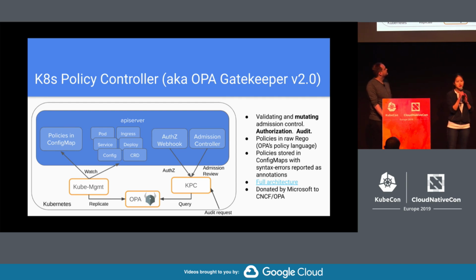And then came V2. At the time, it was called Kubernetes Policy Controller. Nikhil, when he was at Microsoft, and a few other folks worked on creating the Kubernetes Policy Controller, which basically decoupled the admission webhook from OPA. And with this, he also added mutation, authorization, and audit functionality that we much enjoy today.